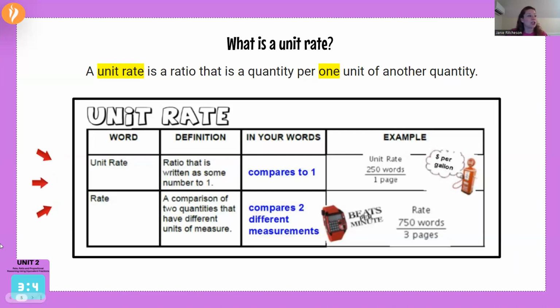The denominator for unit rates has to be 1, all right? If we're talking about just a rate, the denominator doesn't have to be a 1. So for example, 750 words are in 3 pages. To find the number of words per page, you would simply divide 750 by 3. This one at the top compares 250 words per 1 page, so that is a unit rate.